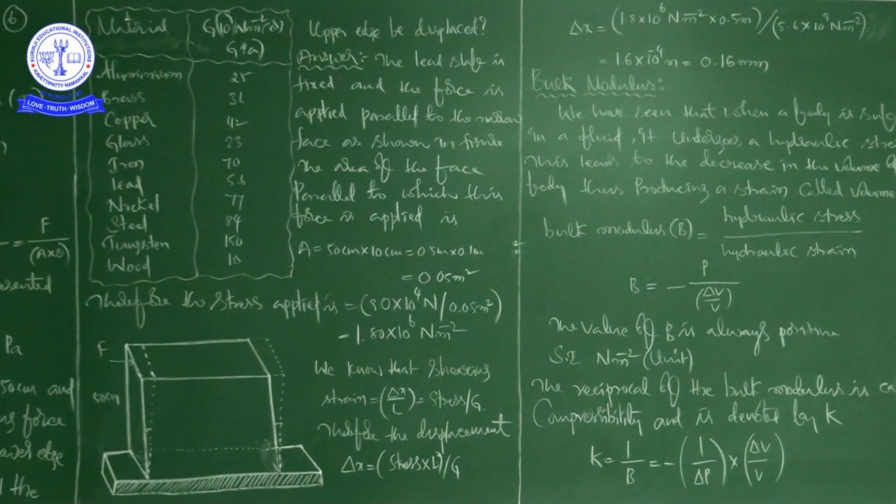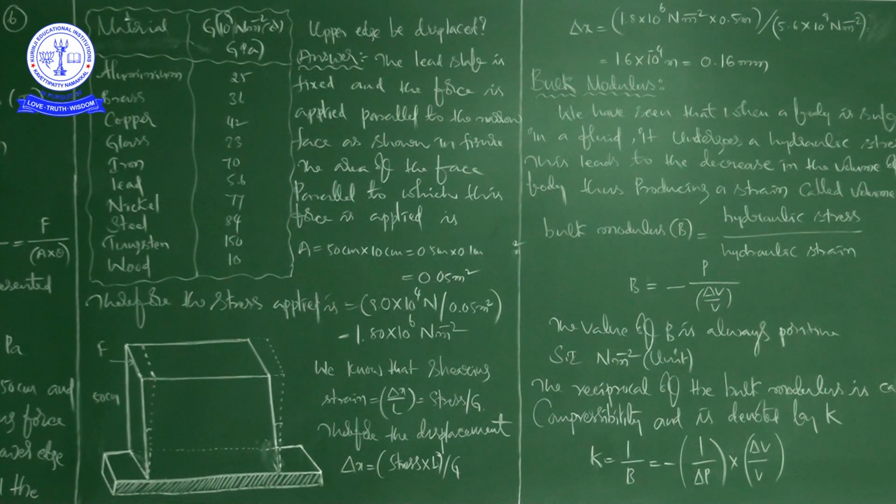The bulk moduli of a few common materials you can see from our textbook. For example, aluminium 72, brass 61, copper 140, glass 37, iron 100, nickel 260, steel 160. For liquids, water is 2.2, ethanol 0.9, carbon disulfide 1.56, glycerin 4.76, mercury 25. For gases, air at standard temperature and pressure is 1.0 into 10 to the power of minus 4. The values I told are all of the order of 10 to the power of 9 Newton per meter square.